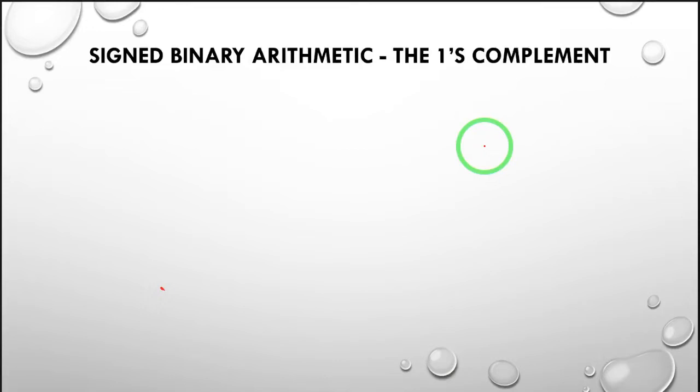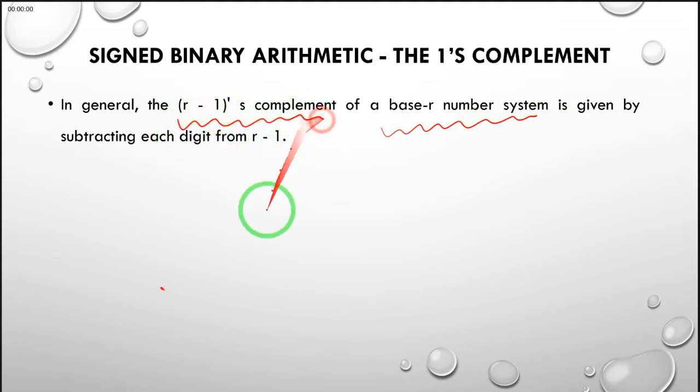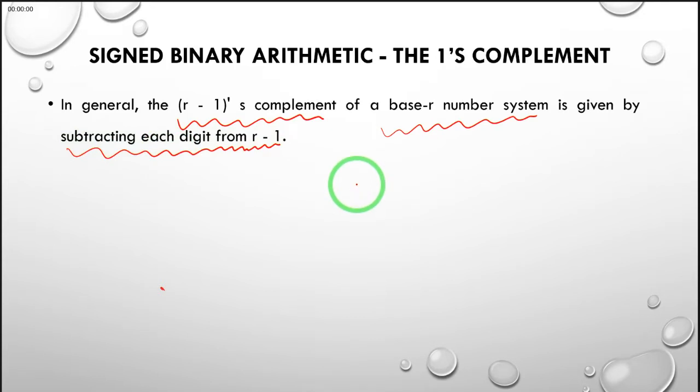The other approach that we have seen that may be used in representing signed binary numbers is called the complement system, or the 1's complement. In general, if you have a base R number system and you want to find its R minus 1 complement, all you need to do is subtract each digit from R minus 1.